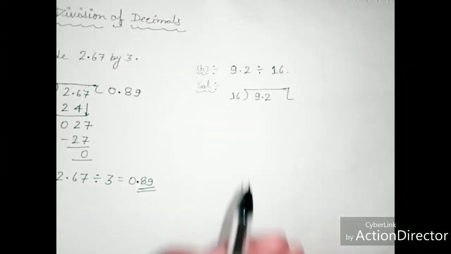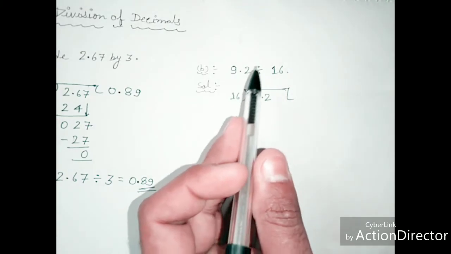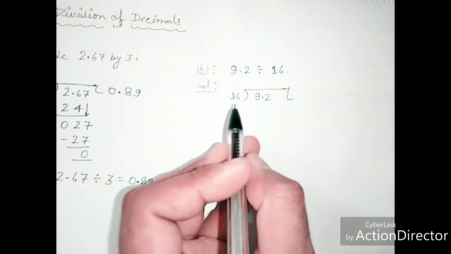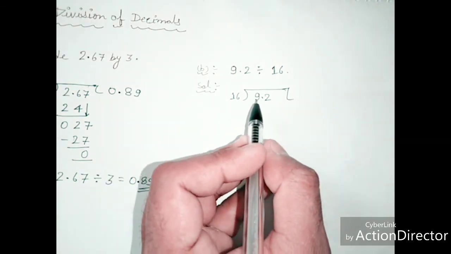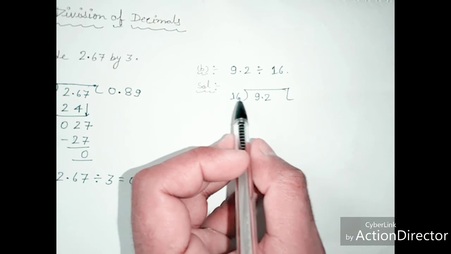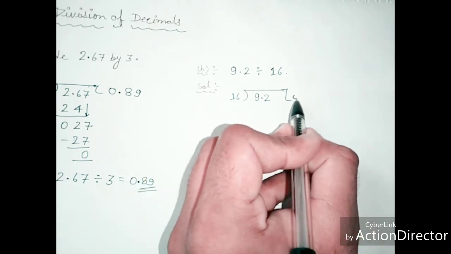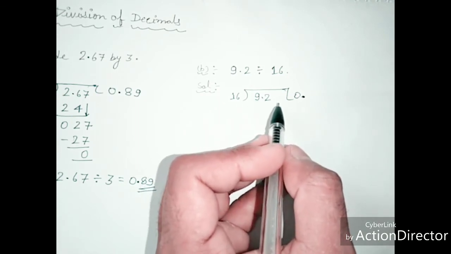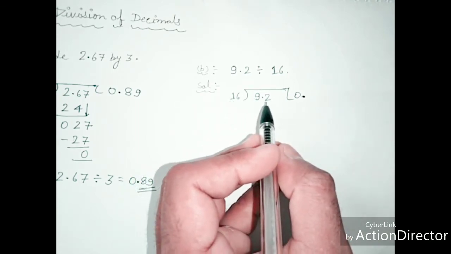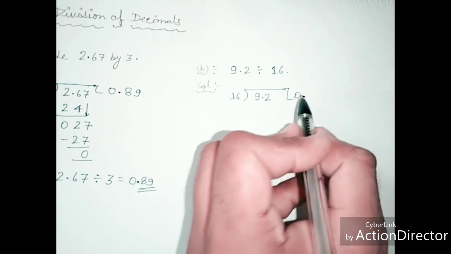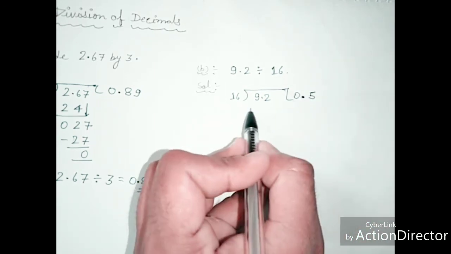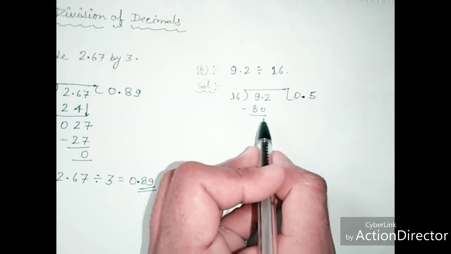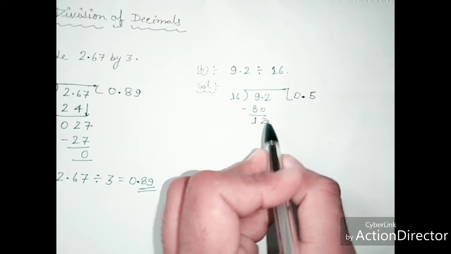Example number B, divide the decimal number 9.2 by the whole number 16. So here first we take 9, so 9 is smaller than 16, so we put 0 and a point here. Then we make the number 92. 92 divided by 16 is 5 times. 16 5s are 80. When we subtract these both numbers, we get 12 here.